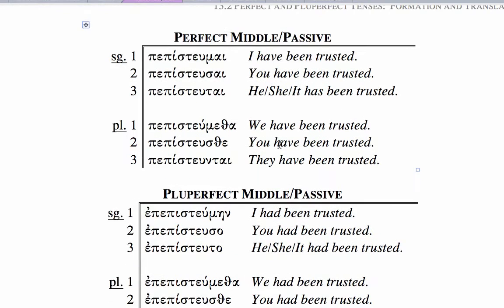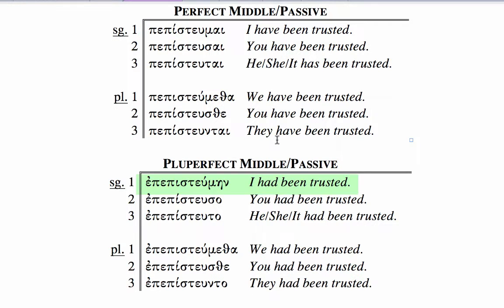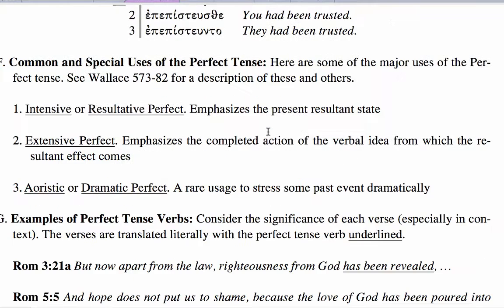Translating the perfect middle passive and pluperfect middle passive also uses the helping verbs have and had, but adds also the helping verb been. So, pepistevme is I have been trusted. Epepistevmein is I had been trusted.